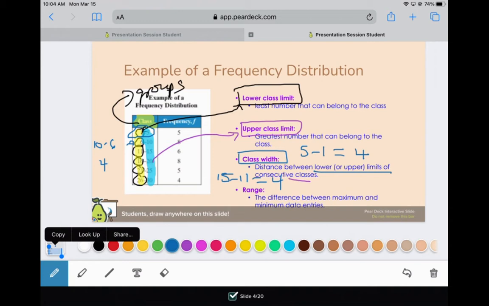So another question to consider for the class width: it will stay the same. It's going to be the same width for every single class. It's not going to change.